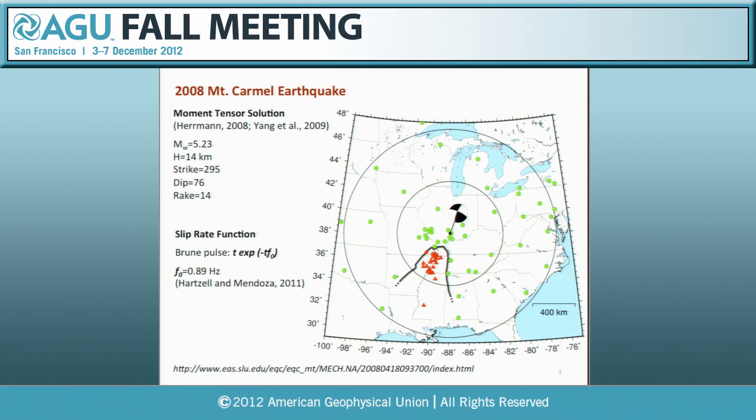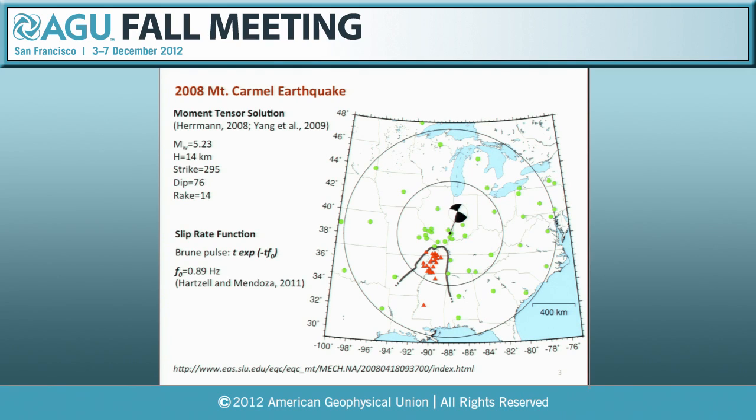This earthquake is almost a strike slip mechanism. There are moment tensor solutions; actually, a couple of them have been published. Magnitude is about 5.2, depth about 14 kilometers. The mechanism used in this study is from Yang et al., so it has a slight dip, a little bit of oblique slip.